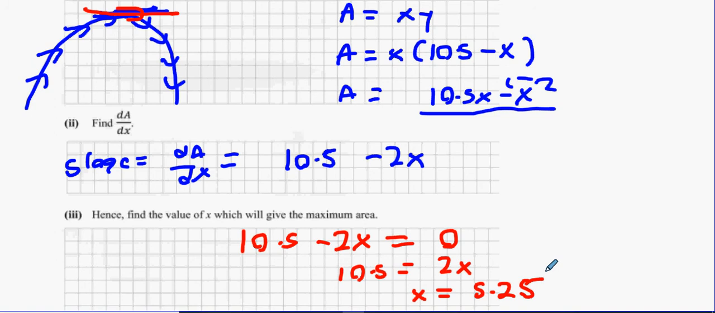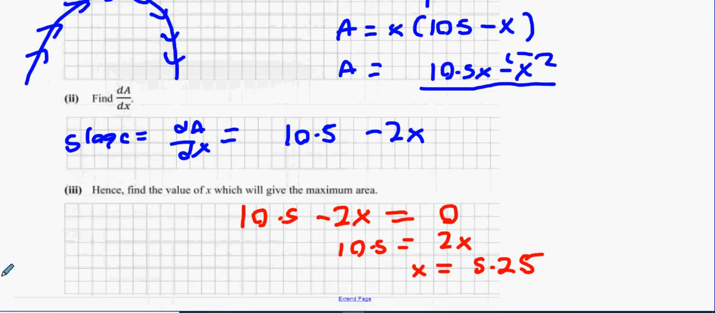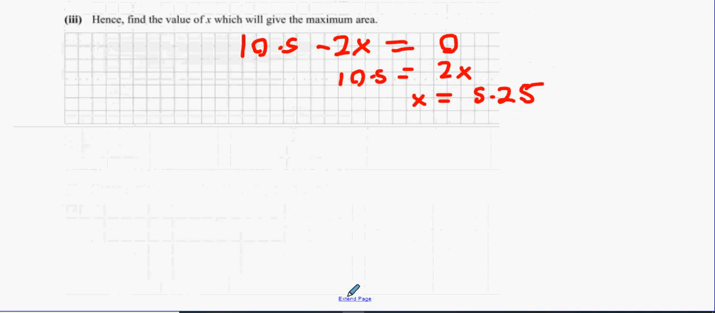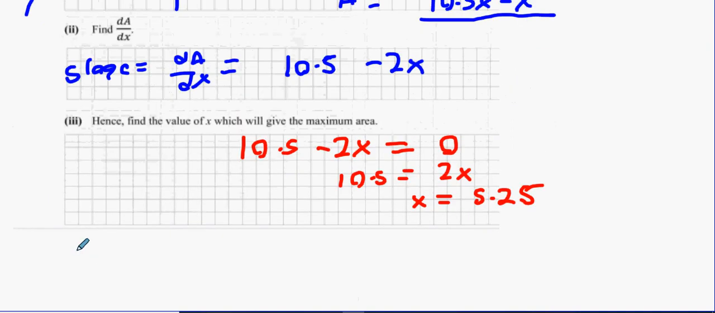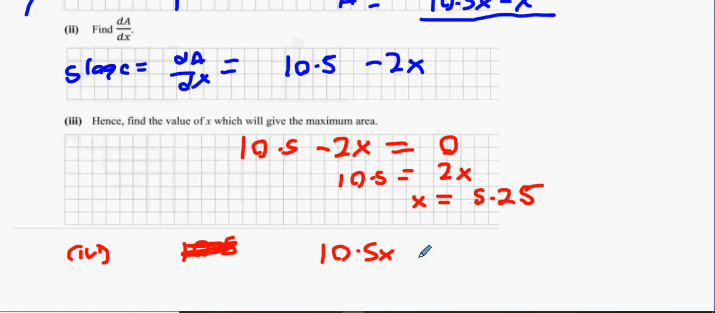Yeah, and we knew that from the calculator, didn't we? Somewhere between 5.2 and 5.3. Now what does it want after that then? It wants the actual maximum area. So you substitute back in x. Here, I'll do the maximum area down here. What's the max area? 10.5x minus x squared. So what do we get?